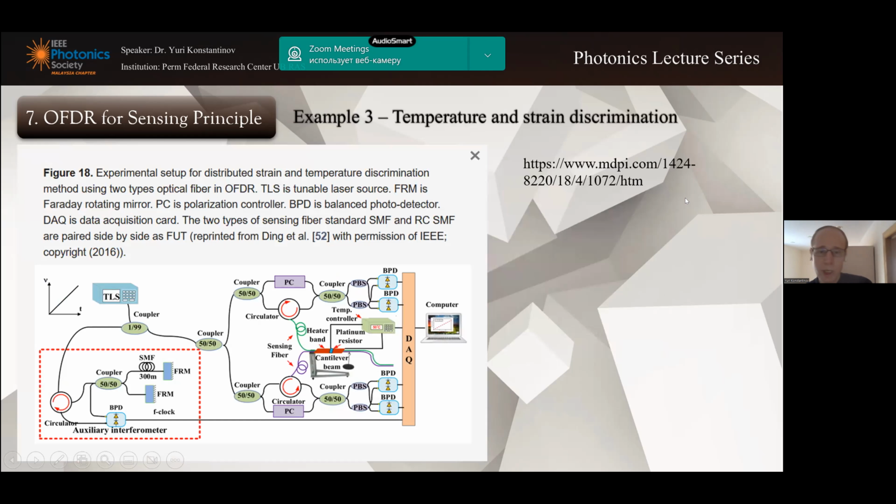So we can see that we can extract the value which is related with the strain and temperature, just like in Brillouin scattering. And we know that it's a big problem. It's a big issue. If you have this value, we need to discriminate the temperature and the strain.